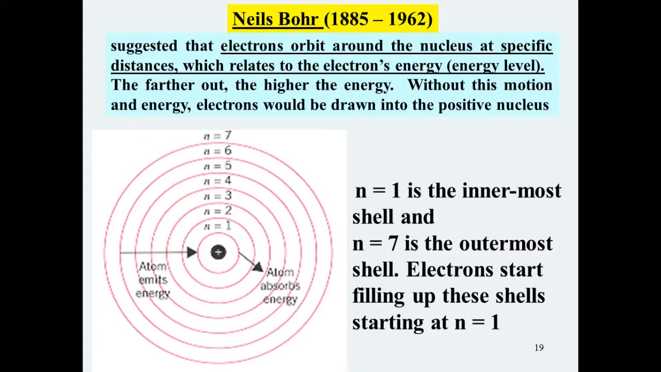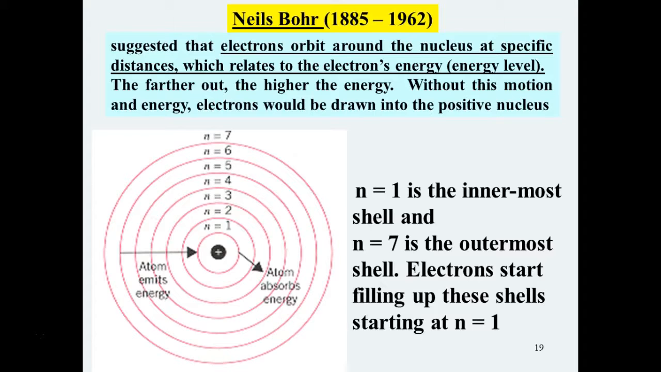So first of all, it was Niels Bohr who came up with the Bohr model, and the way the Bohr model works is that he suggested that electrons orbit around the nucleus at specific distances, which relates to the electron's energy, their energy level. So the further out the electron is from the nucleus, the higher the energy. And without that motion of those electrons, basically they'd be drawn into the positive nucleus, because the nucleus is positive and the electrons are negative. So without having a certain amount of energy, they would be pulled into the center.